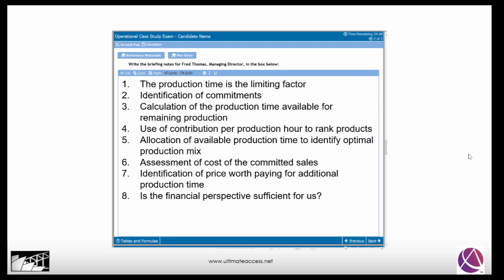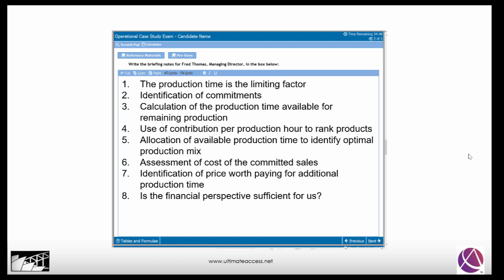Then a calculation of the production time available for the remaining production. That's fine. That's just shown within the analysis that we've been given. It's not something that we have to do ourselves, but it's showing the idea that there isn't sufficient time. Then an explanation of the use of the contribution per production hour to rank the products, and the allocation of available production time to identify the optimal production mix. This is the working on the ranking. And then the assessment of the cost of the committed sales.